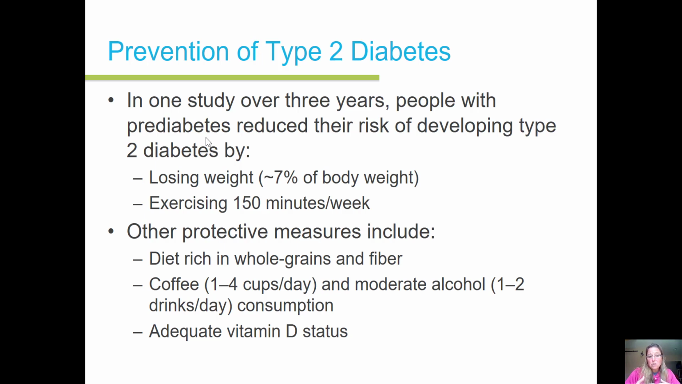Other things they tried to do is they did more whole grains and high fiber types of foods. They drank maybe 1 to 4 cups of coffee a day, moderate alcohol intake, no more than 1 or 2 drinks a day, and they made sure they got adequate amounts of vitamin D. And by doing that, they reduce their risk of moving forward from prediabetes to diabetes. So simple lifestyle changes can hugely reduce our risk.